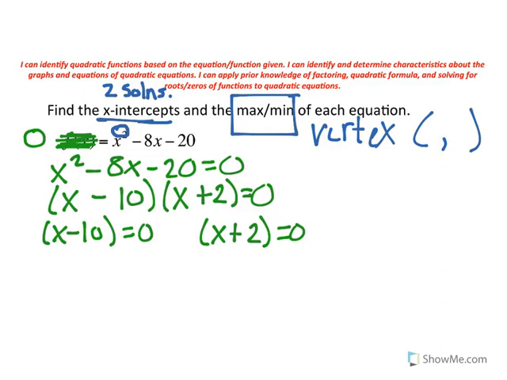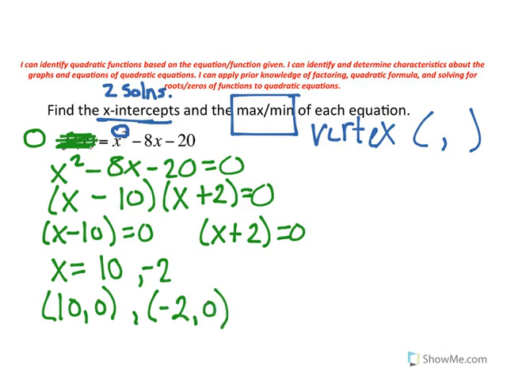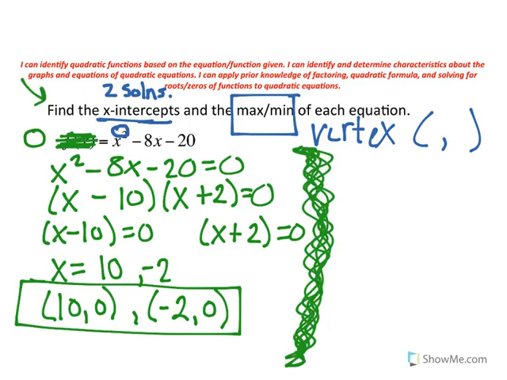Whether you use the quadratic formula or whether you chose to solve this by factoring, you should find that your 2 solutions, or your 2 x-intercepts, are going to be positive 10 and negative 2. If you write that as a coordinate, then you will have (10, 0) and (-2, 0). So there's half of our answer for our directions.